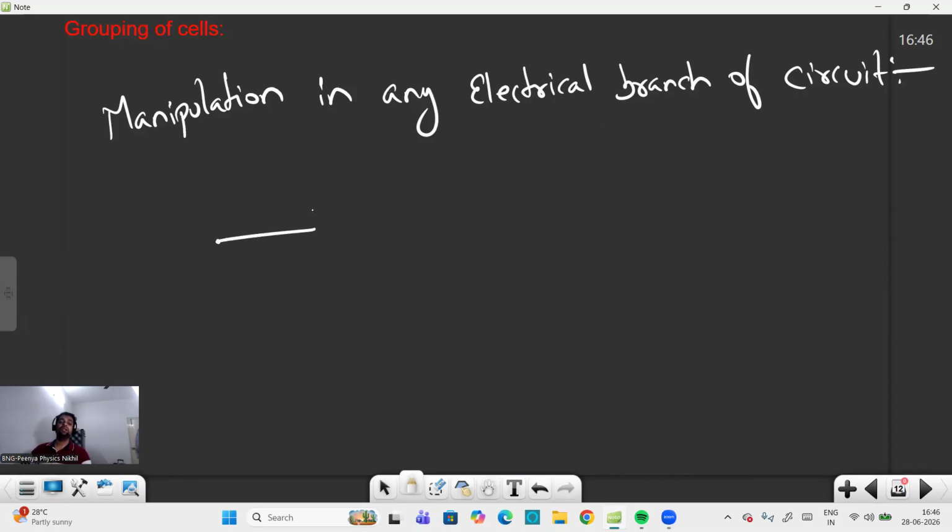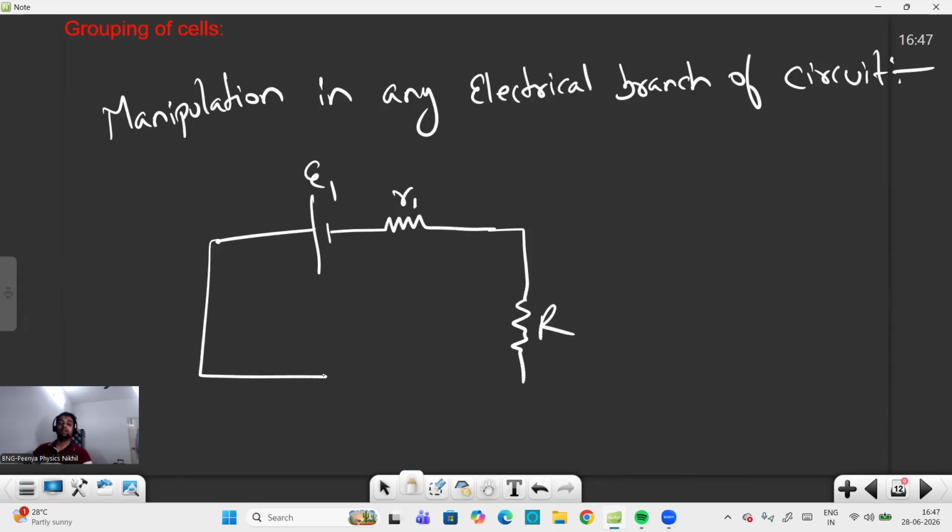For example, if there is a cell like this, its EMF is E1, internal resistance is R1. And here another resistor is there, capital R. Here another cell is there, let it be E2, and this is R2. Just see here, we can move any cell in the same branch of the circuit without changing its orientation. This is the point we should note in the manipulation of an electrical branch. Just keep it in mind.